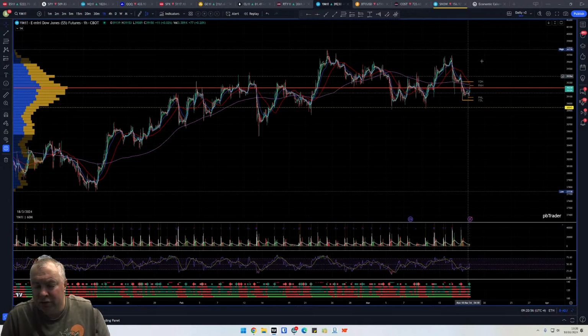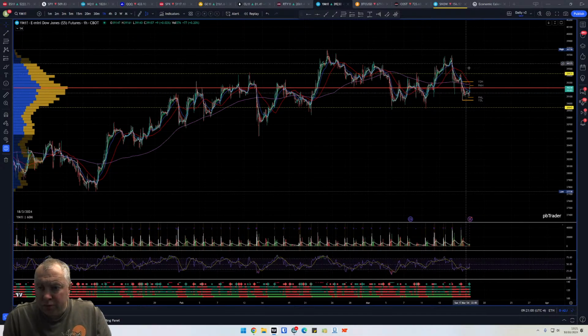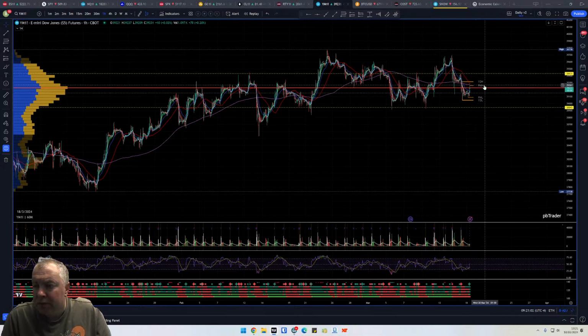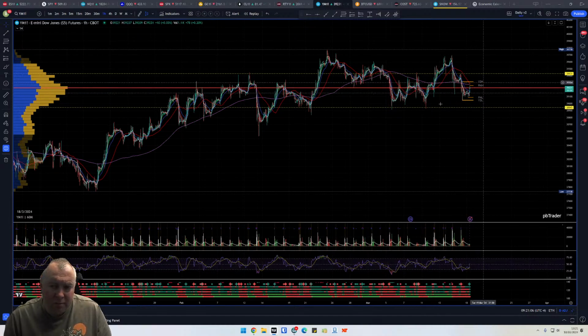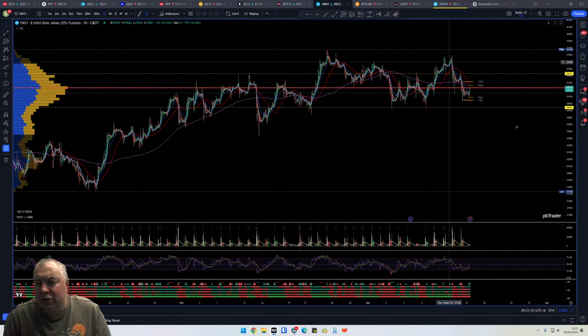38,945, 38,900, and if we can break this pivot, we can look for a break and retest long. That's 39,431. But if it's in between, there's not something I really want to play. You could watch for a potential.